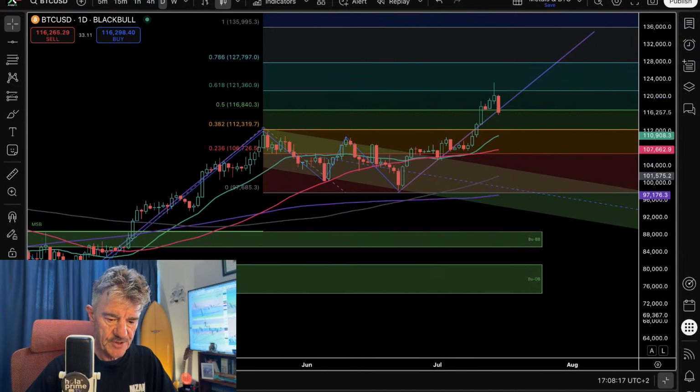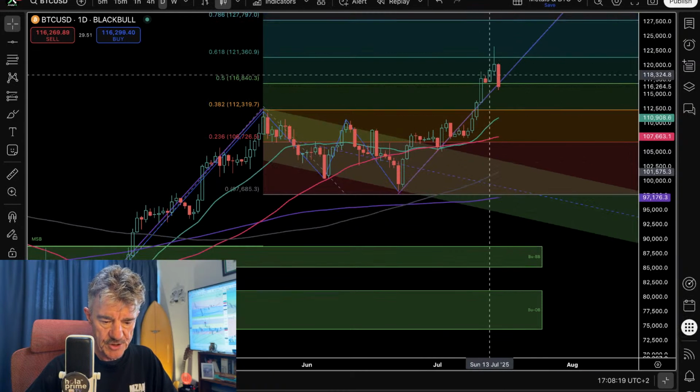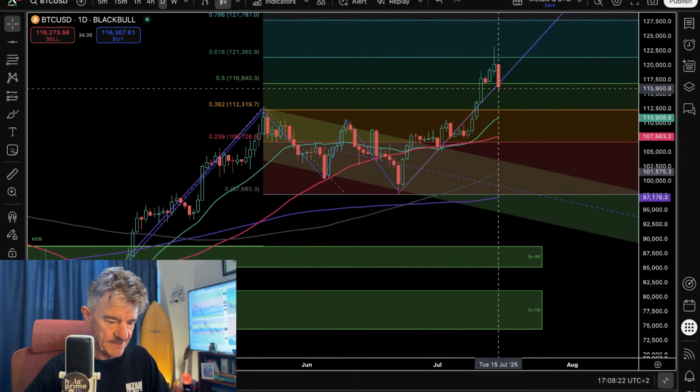Don't worry about it. It's a normal pullback, even though we've got a doji shooting star candle. We've just pulled back down to the gradient line.